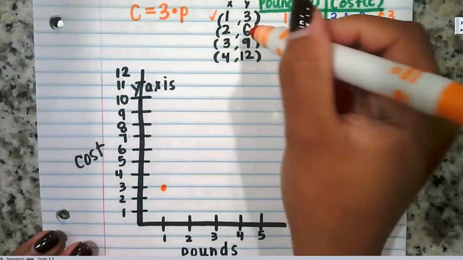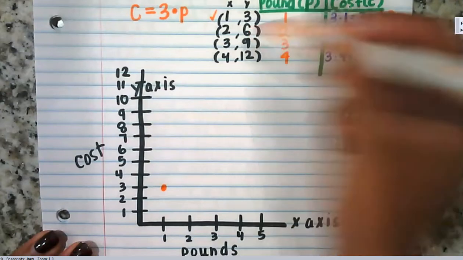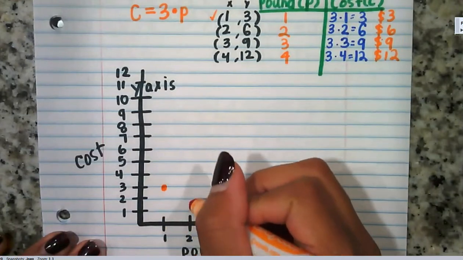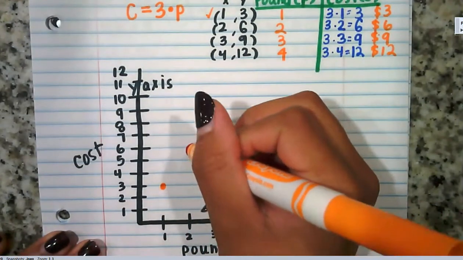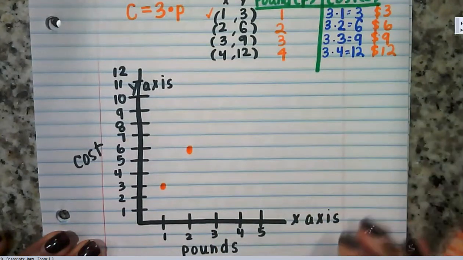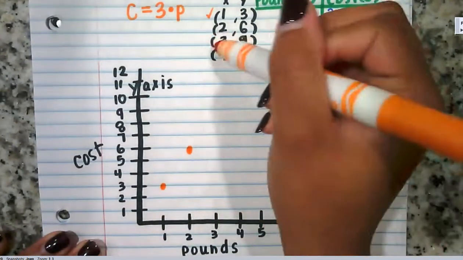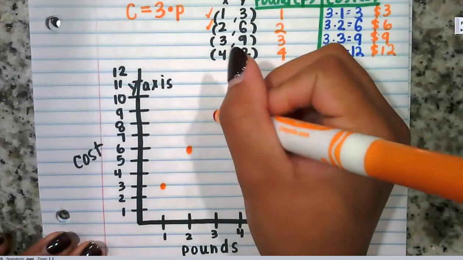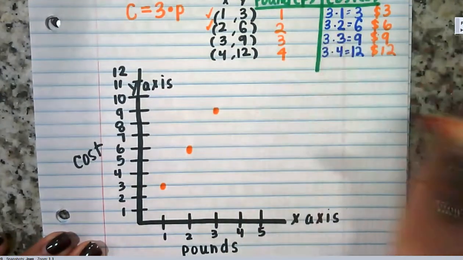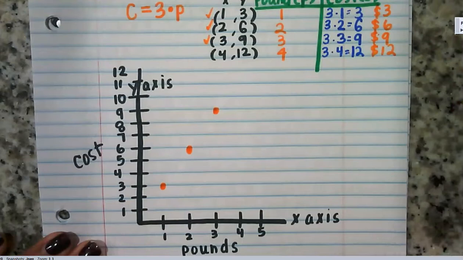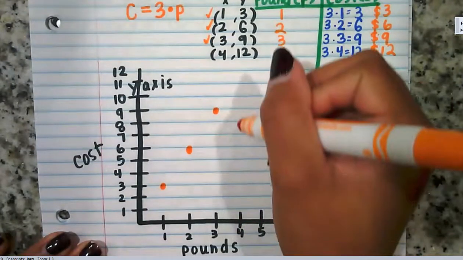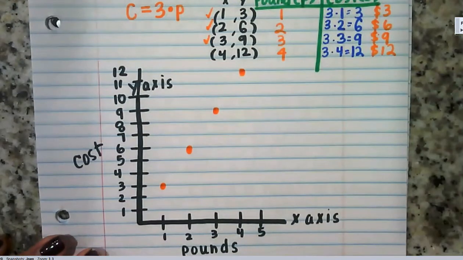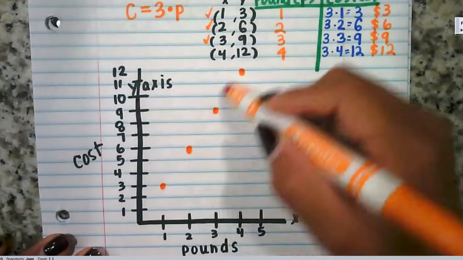So now the next point, 2, 6. My x is 2, my pounds, and my y is 6, my cost. So I'm going to go over into my elevator, and then I'm going to go up to 6. Now I'm going to do the same thing for 3, for the third one. I'm going to go over to 3, up to 9. And then do the same thing for my last point, over to 4, up to 12. Now, what you should notice is that these points are making a pattern. It's going up in a straight line.